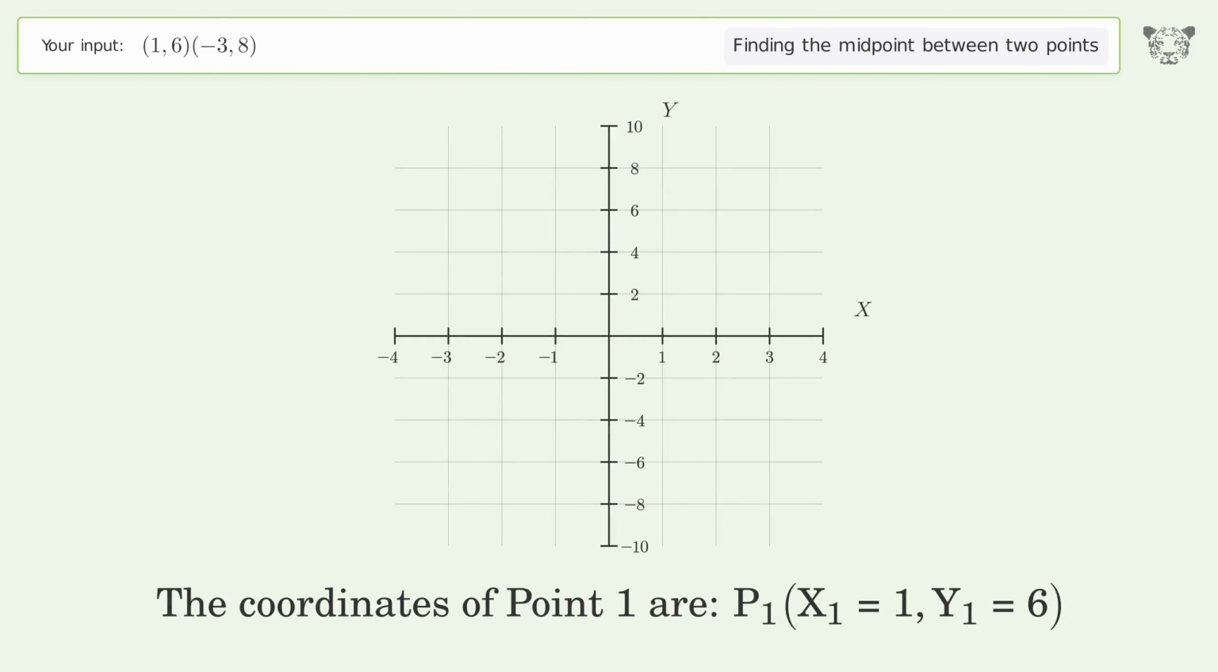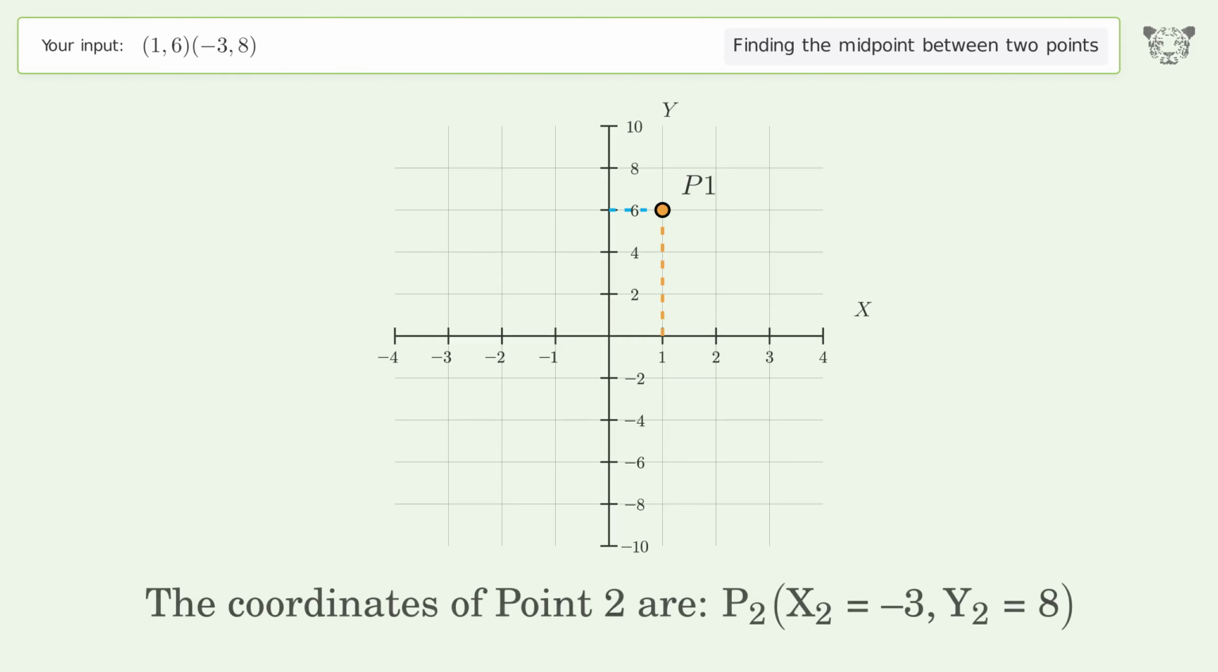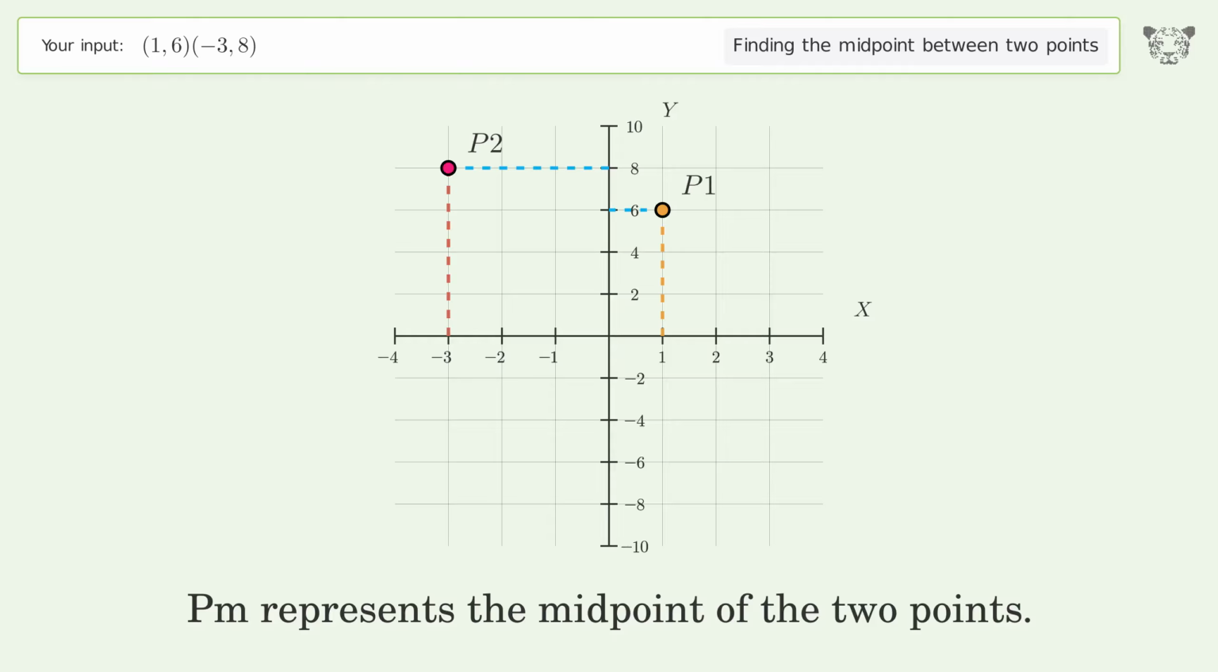The coordinates of point 1 are x1 equals 1, y1 equals 6. The coordinates of point 2 are x2 equals -3, y2 equals 8. PM represents the midpoint of the 2 points.